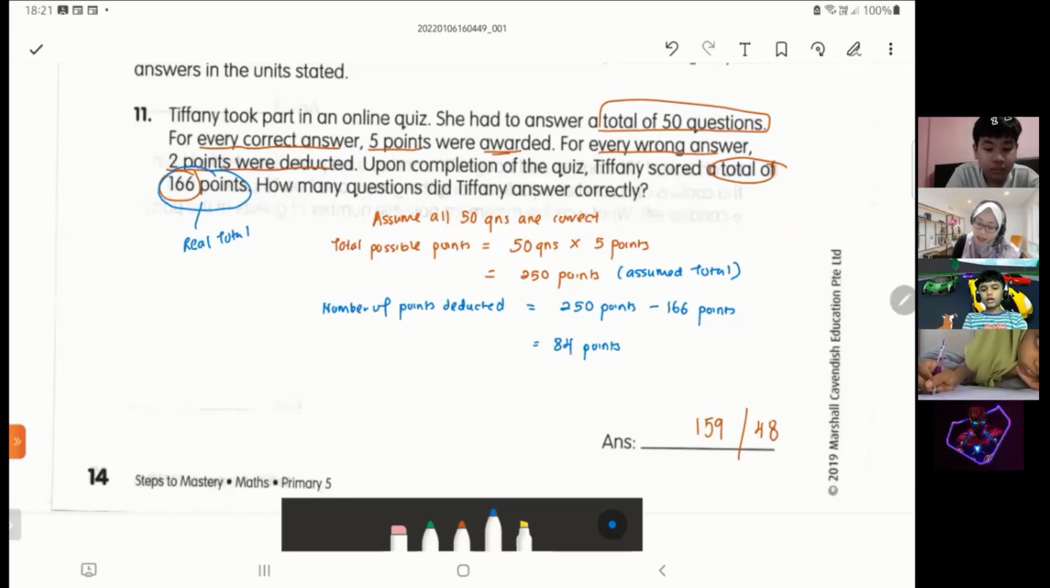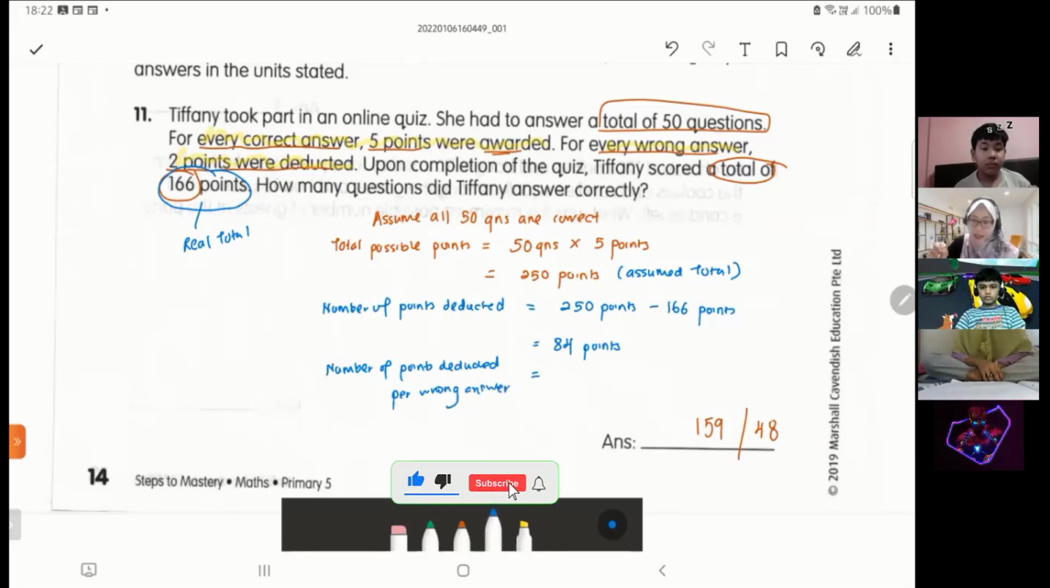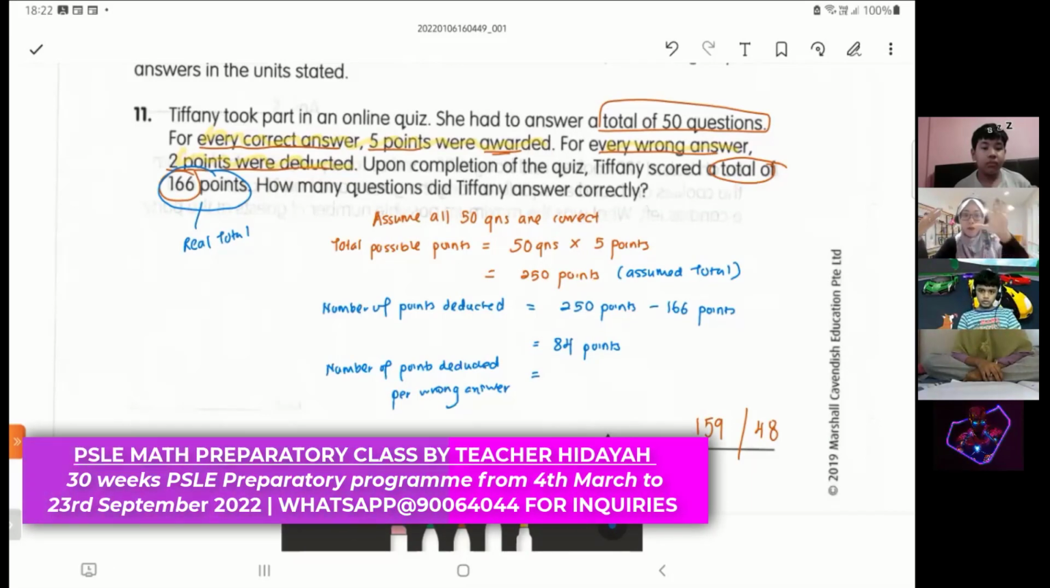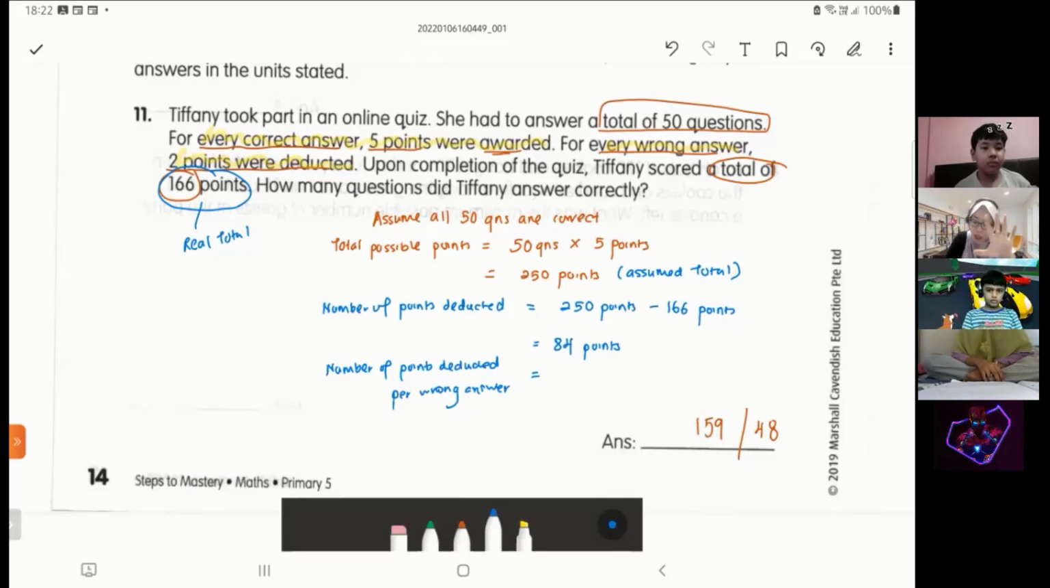So now, let's find out. For every correct answer, 5 points were awarded. Every wrong answer, 2 points were deducted. What does it mean by that? Okay, so if you want to know the number of points deducted per wrong answer, I cannot just say if I get a wrong answer, I minus 2 points. But minus from what? Minus from the 5 points that I get. You get it or not? I must take into consideration I get 5 points first.